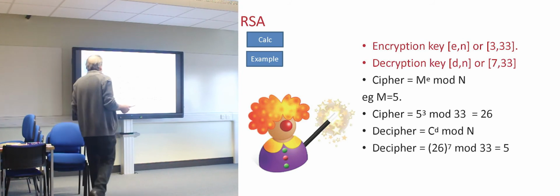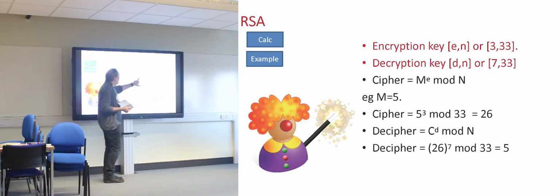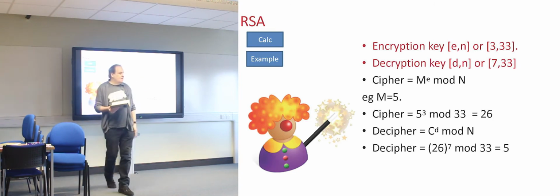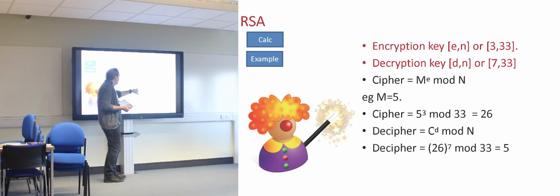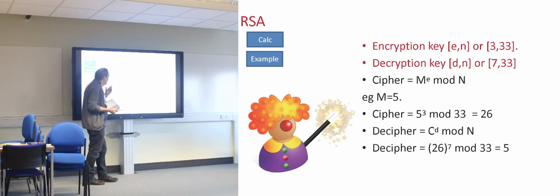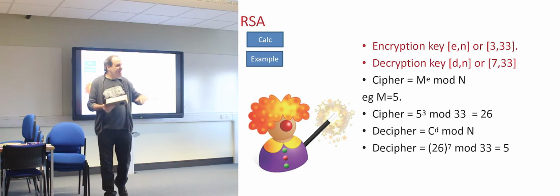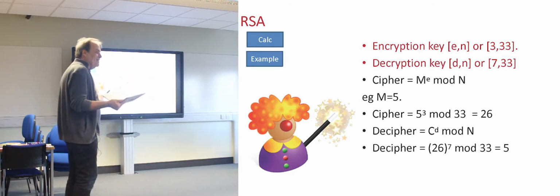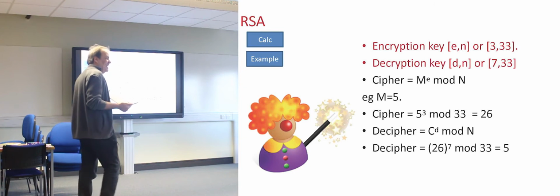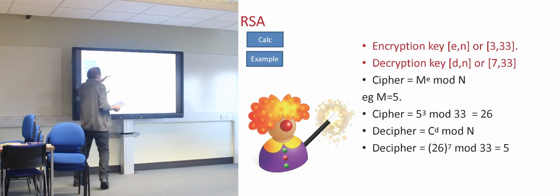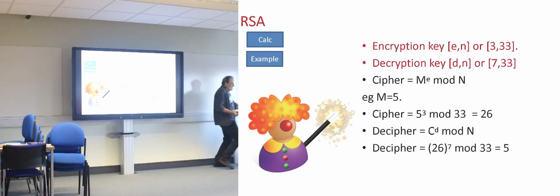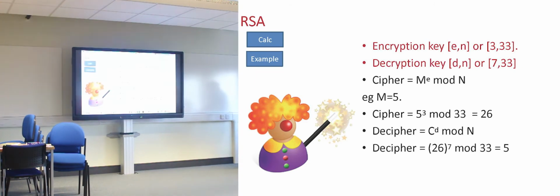So now we have the cipher is equal to the message to the power of E mod n, where n is p times q. So as an example, 5 to the power of 3 mod 33 is 26. 26 is the cipher. We then take the cipher, raise it to the power of d, take mod n, and wonderfully it comes back as 5 again. So that's the way that it works, and I think that's just pure genius in its scope.